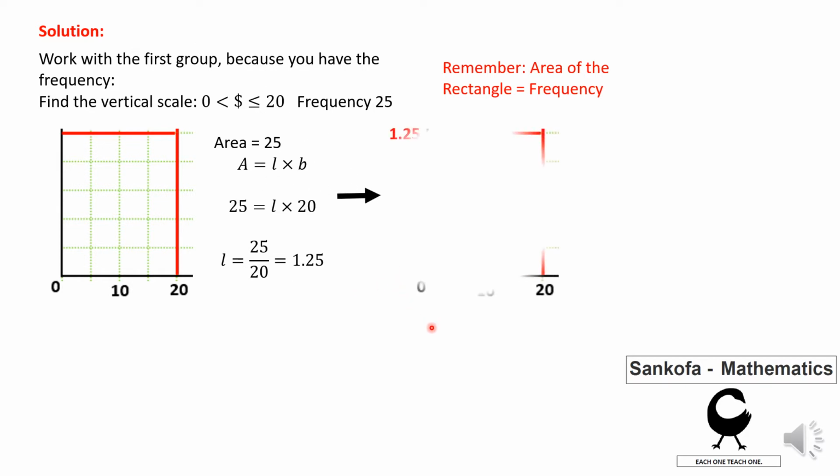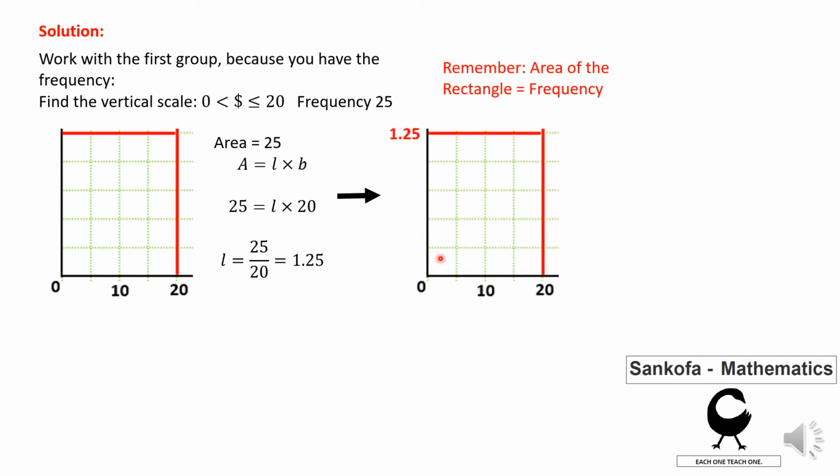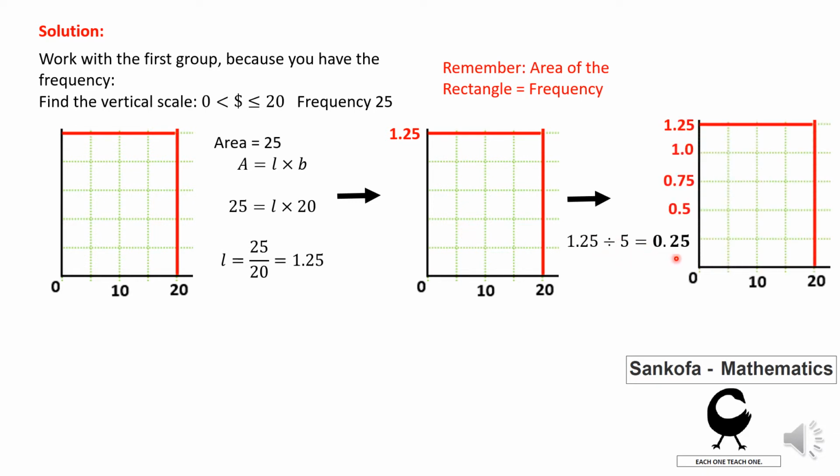If the length is 1.25, then I look at my grid. How many little blocks do I have in between here? I will see I have 5 blocks. If I divide 1.25 by 5, each small square or grid represents 0.25. Add 0.25 to 0.25, you get 0.5. Add 0.25 to 0.5, you get 0.75, and so on. So now I know what one little square represents. If I know that, I can find those missing values.